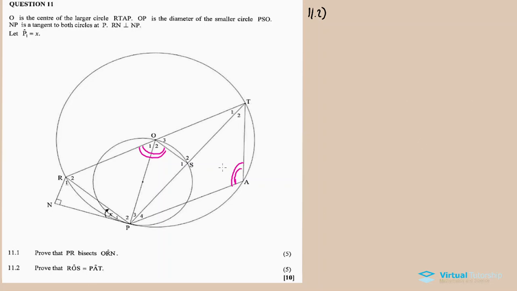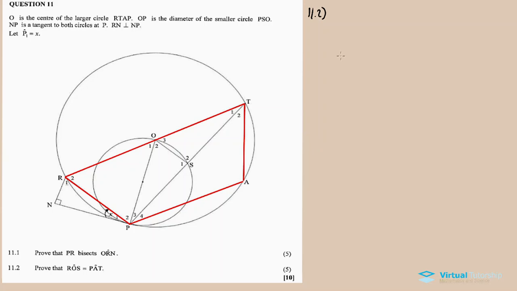So these angles we calculated in 11.1 we will use in 11.2. Now look at these angles, we must show that they are equal. So here we want to show that ROS is equal to PAT. So the first angle we can calculate is PAT because of the cyclic quad. In a cyclic quad there's a theorem: opposite angles are supplementary.